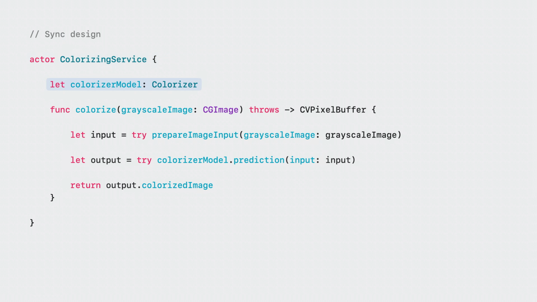This actor owns the colorizer model, which is the auto-generated interface that is produced for the model bundled with the app. The colorize method currently performs two operations. It first prepares the input for the model, which involves resizing the image to match the model's input size. It then runs the input through the model and gets the colorized output.